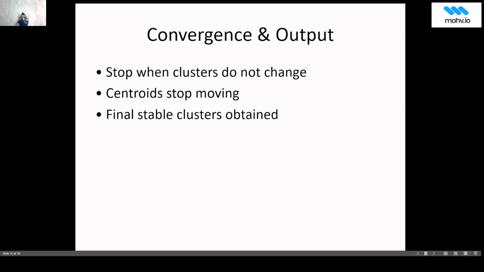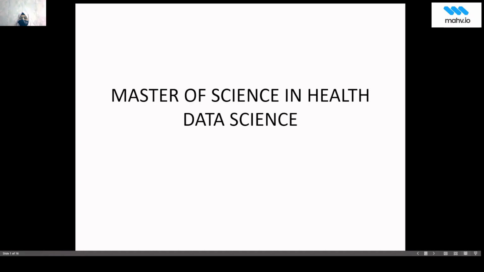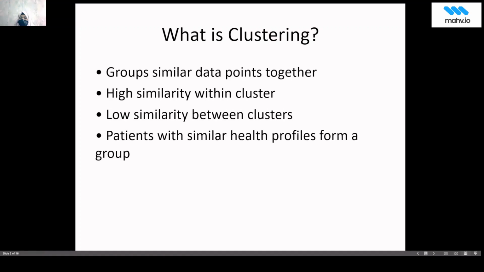So this is just about the theoretical part. In the next session we will see how we can practically apply k-means. I hope it is understandable. So just go through it, and in the next session I will do the practical as well.